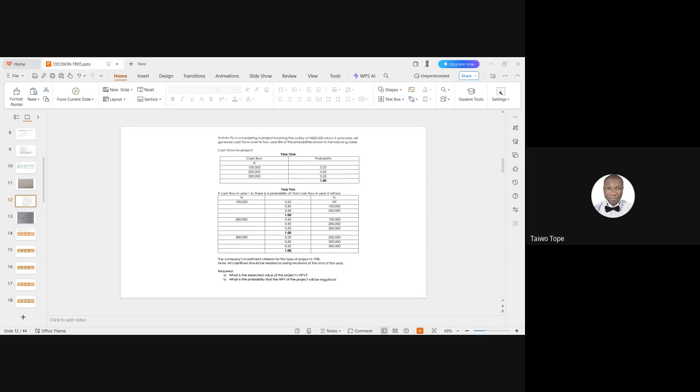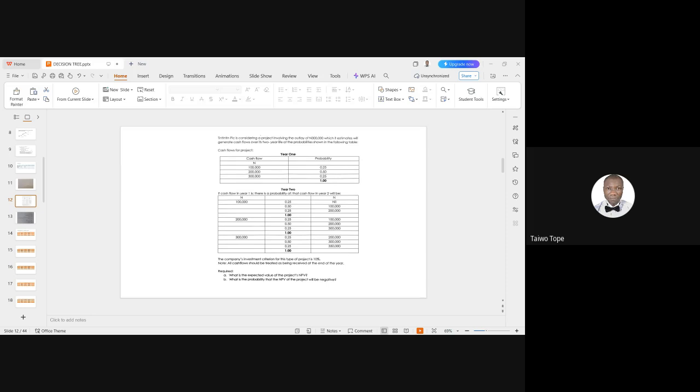Yes. When you start with a square, you draw a small straight line. That straight line, you need to make a decision. The decision is for you to invest 300,000 naira. And that 300,000 naira you're investing is an outflow. You put that 300,000 in brackets.